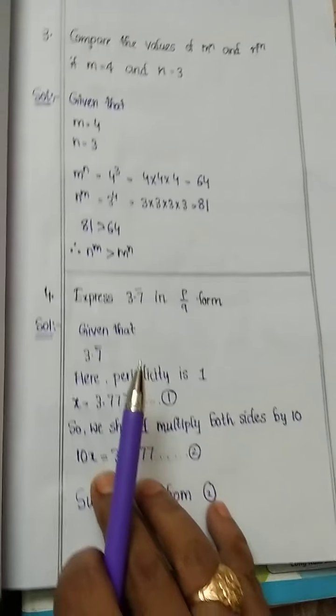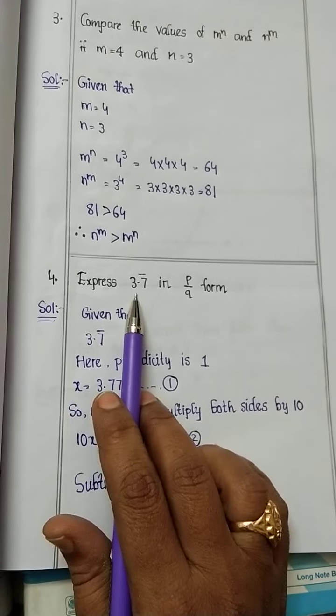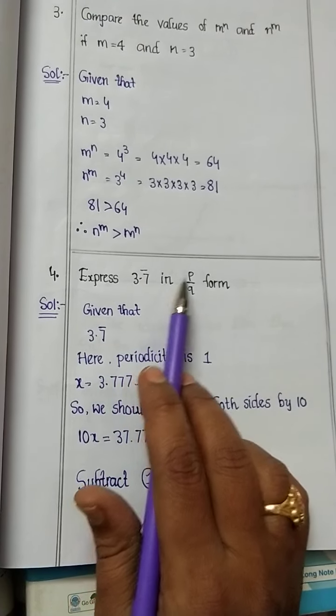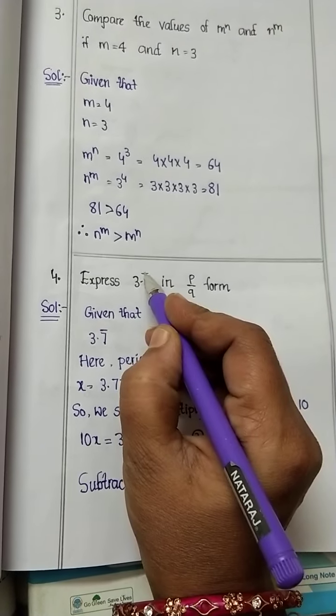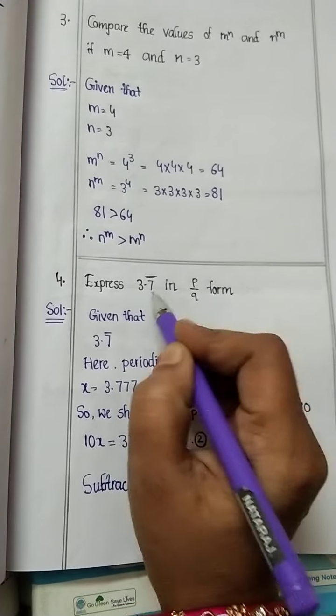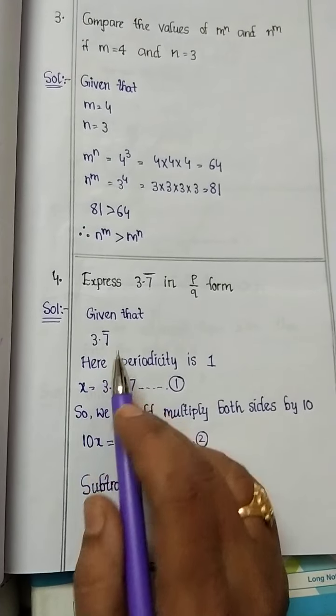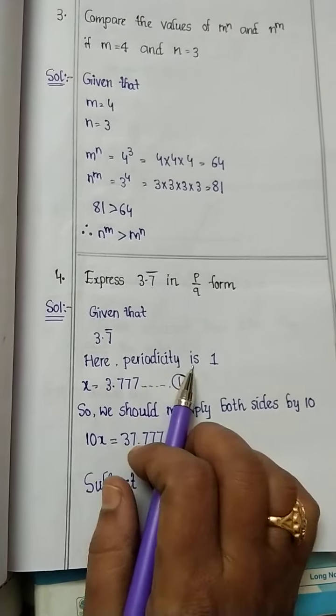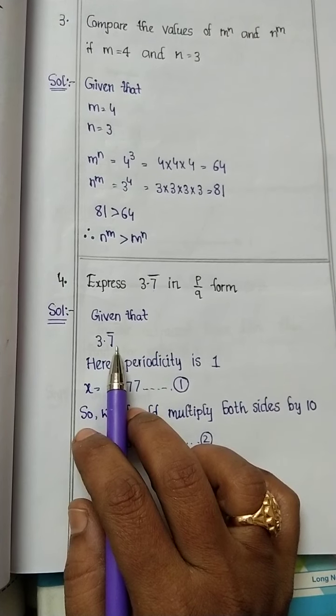Okay. Next, fourth one. Express 3.7 bar in p by q form. Here the bar is there for one digit only, 7. So given that, here periodicity is 1. Why? Because only one digit is repeating.